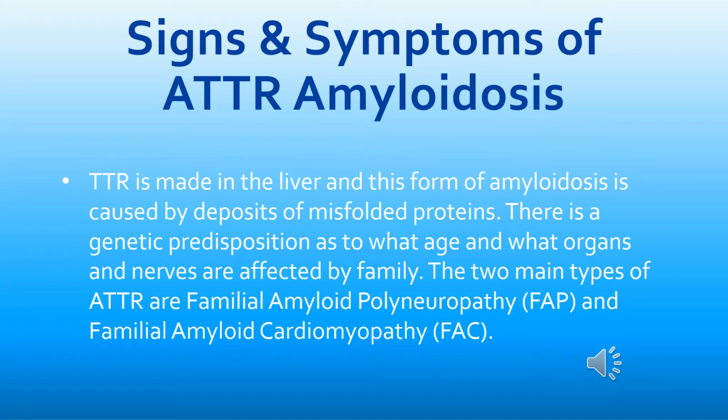Now, you will remember we talked about that TTR is made in the liver and that this is caused by misfolded proteins. And there is a genetic predisposition as to what age and what organs and nerves are affected by this per family. It's all different in everybody. But the main two types that we're going to talk about now are the familial amyloid polyneuropathy, which is FAP, and the familial amyloid cardiomyopathy. We're going to go into more depth about both of those, okay?